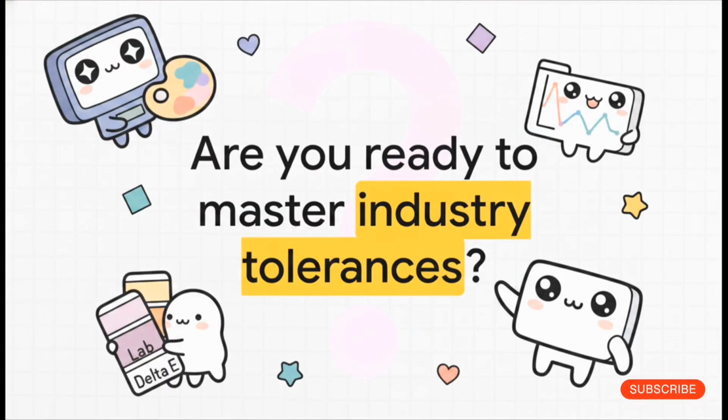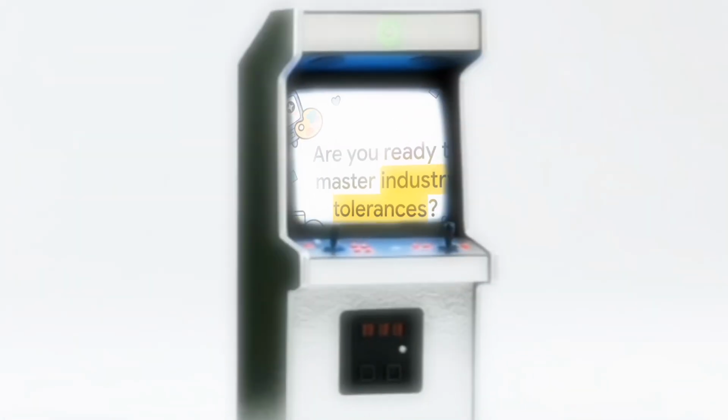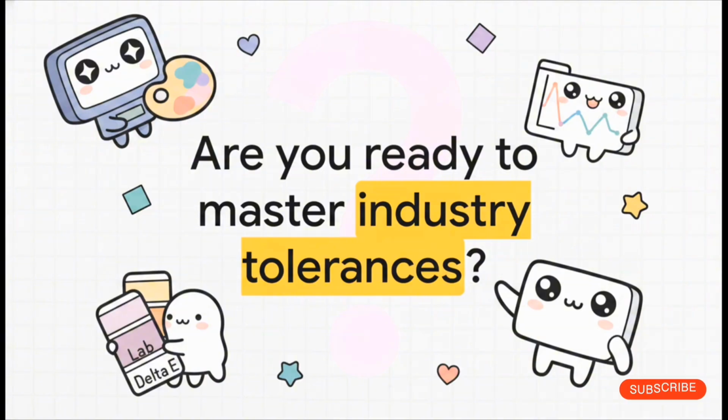We've covered a massive amount of ground today, from the fundamentals of LAB values all the way to the complexities of the reflectance curve. But you know what? There is still so much more to uncover. Are you ready to master real industry tolerances and customer approvals in our next analysis, where we'll focus entirely on the intricacies of delta E and color difference?